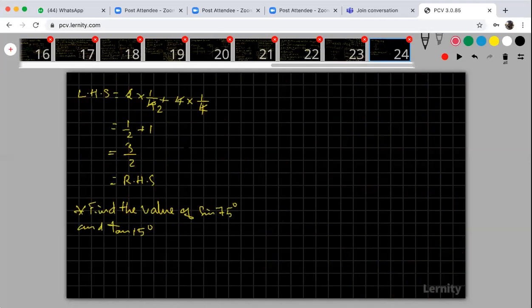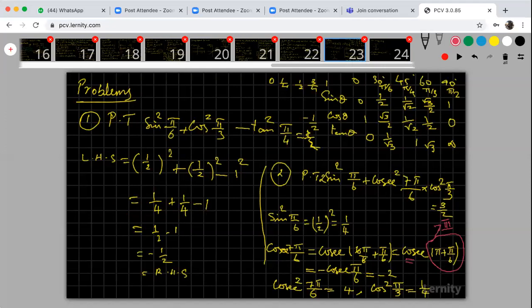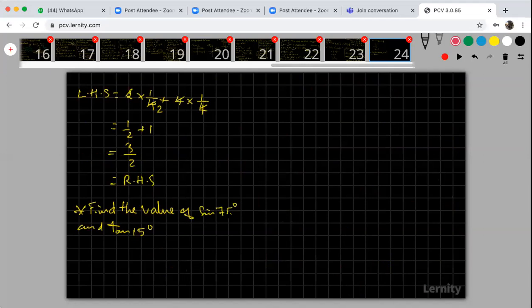Right. Now look at that. I have sine 30, 45, 60, but look at the question. Finding sine 75. How to find out the sine 75? These are the standard values: sine 30, sine 45, sine 60. But how to find out sine 75? Sine 75 can be written as sine of 45 plus 30.